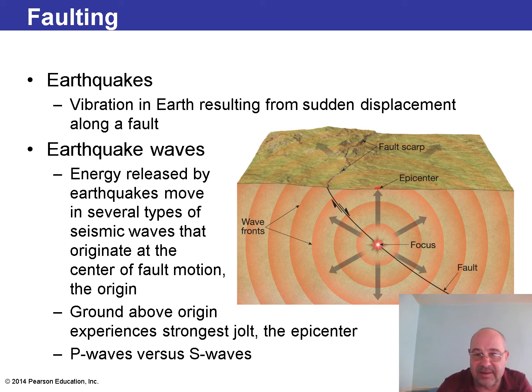Here's the thing. The focal point is where the earthquake actually happens, or the displacement, I should say. Your epicenter is that point on the land surface directly above the focal point, okay? The ground above the origin experiences the strongest jolt, and that is the epicenter. There are two types of waves, P waves, which are primary waves, and S waves, which are secondary waves. Your primary waves are the stronger waves, secondary waves are the weaker waves, all right? And again, basically aftershocks.